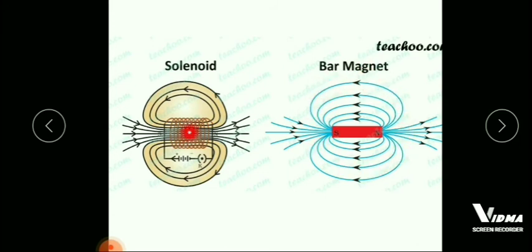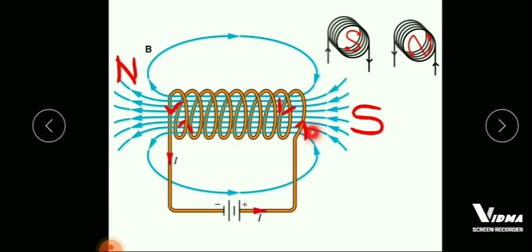In the case of a solenoid there is a south and north face, and in the case of a bar magnet also there is a south and north face. When the current is in the clockwise direction, this face of the solenoid acts as the south pole, and when the current is in the anti-clockwise direction, this face acts as the north pole.